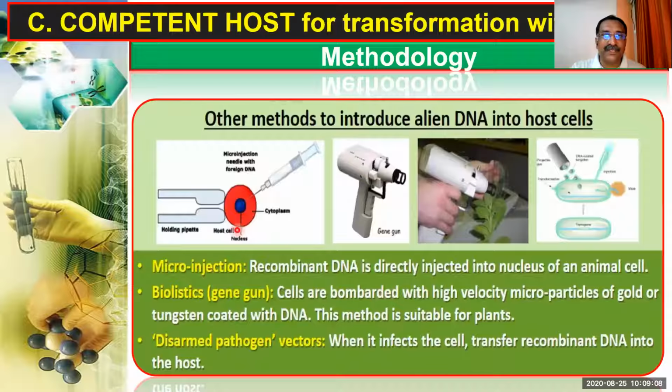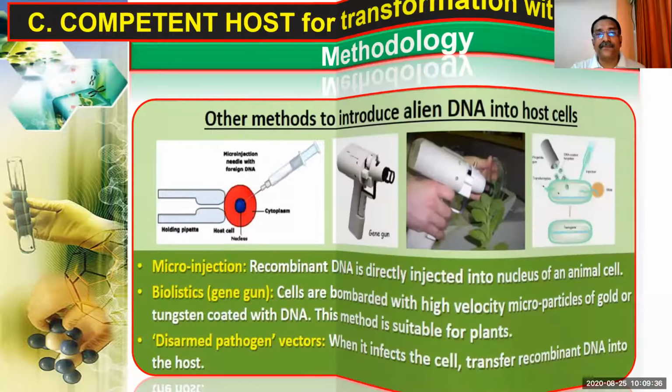You can take injection into the cell, or you can use a certain gun like this. This gun is suitable for transferring the gene into plant cells. Cells are bombarded with high velocity microparticles of gold or tungsten coated with the DNA, and this is suitable for plants. Injection can be done in animal cells, and finally it is transformed into the host cell.